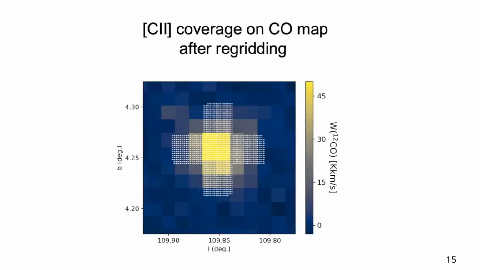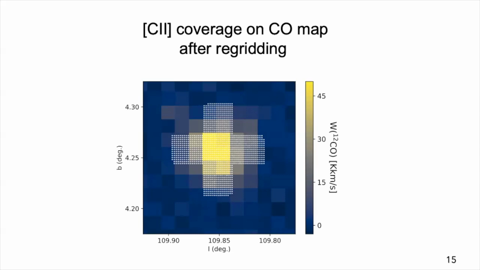Okay, so the background image is again a CO map. We didn't have a lot of time, so we wanted to be as concise as possible, so we decided just to do a cross map along the longitude and latitude axes. This is the sample of C+ points that we have after regridding, lying on top of the CO integrated intensity. Right?